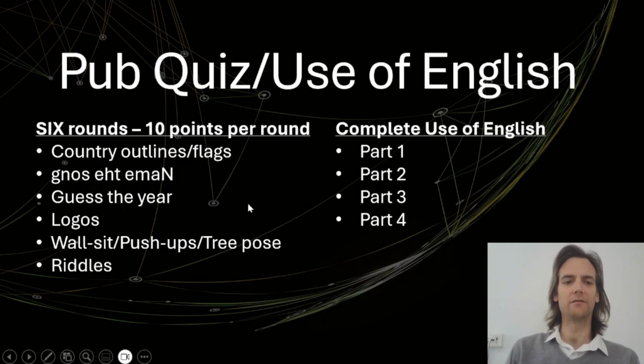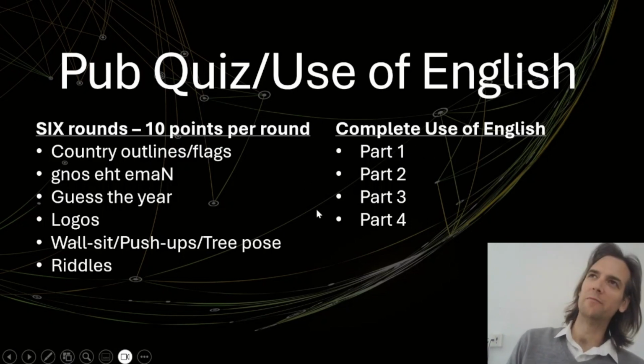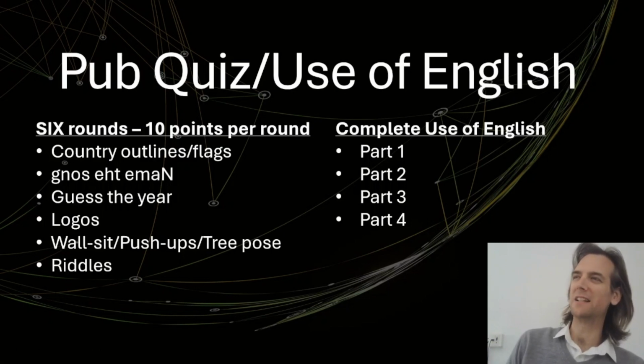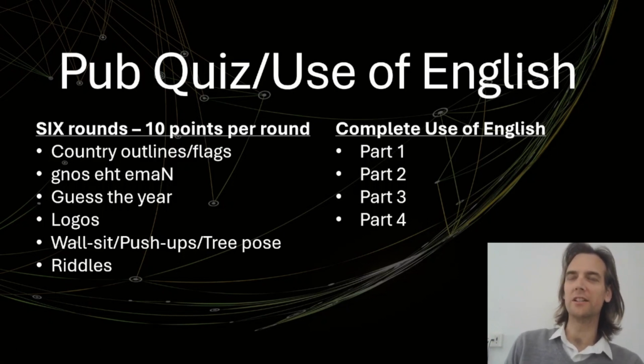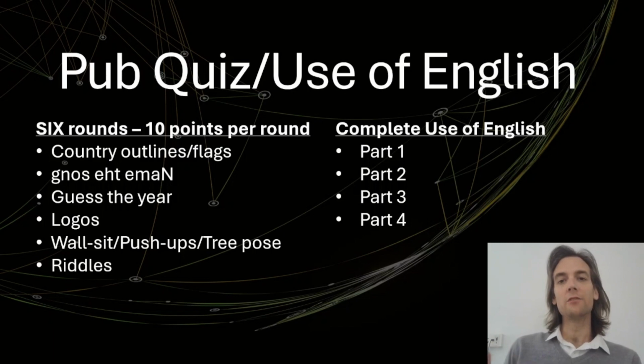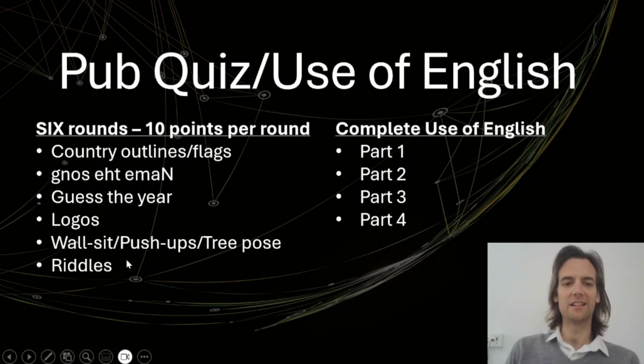6 rounds are the fun, random, general knowledge sort of rounds with different activities, which are 10 points each. And then thrown into the middle is a complete use of English, which I'd probably put around B2-C1 level. There's a bit of a mix of questions, like part 1 maybe a bit more B2, but anyway. What you should do then is get a piece of paper, try and answer all of these and get your score out of 90, because there's going to be 60 points here and 30 points here.